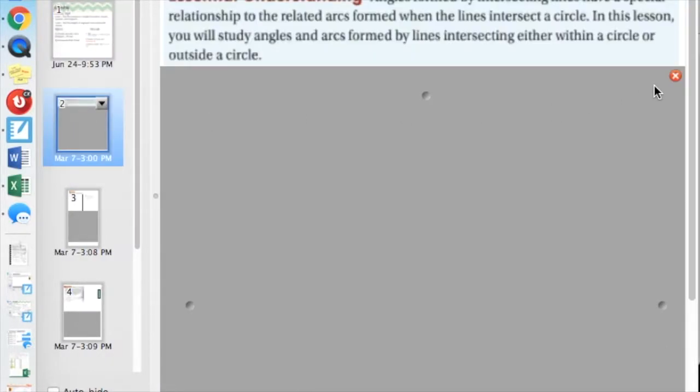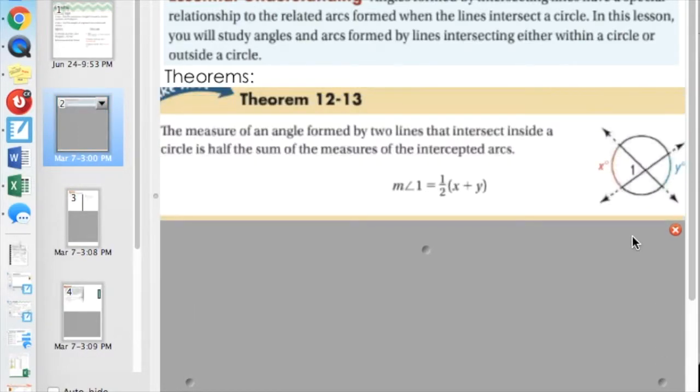There are many angle relationships formed by lines inside circles, so let's start with ones where lines intersect inside of circles. Here's my first theorem. If I have two lines that intersect inside my circle, and that's a key point in this topic, we're inside the circle, then the angle created by their intersection, this guy right here, is called angle 1. The measure of angle 1 is essentially equal to the average of the two arcs that it intercepts, okay?